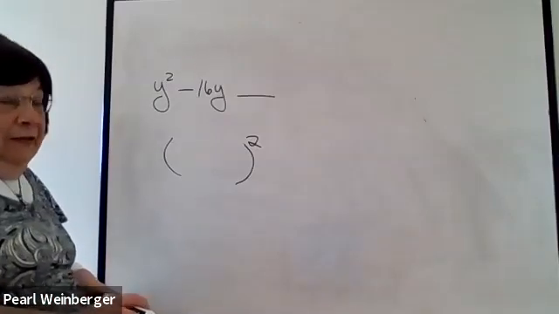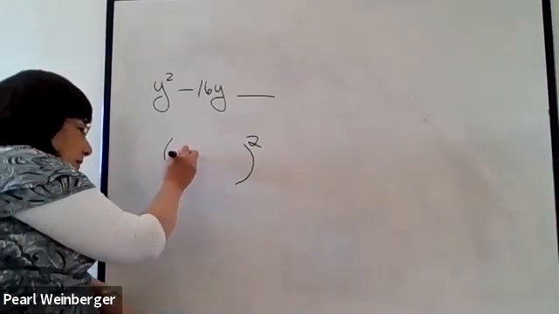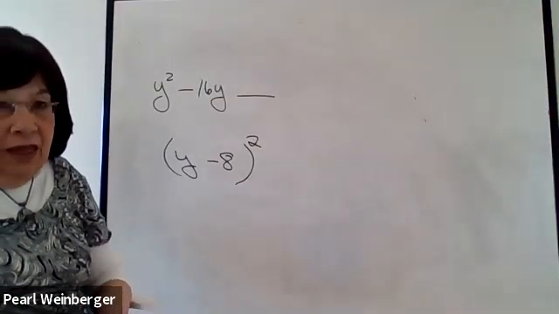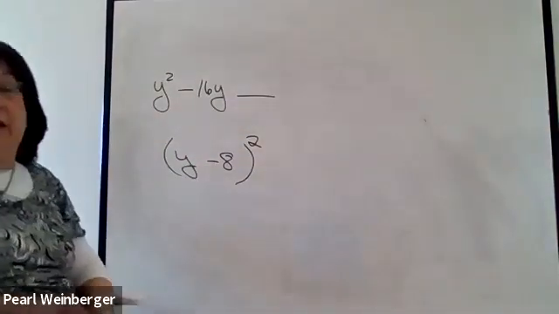Okay. I would have y minus 8. Well, I hope you would. Half of 16 is 8. How did you know it was 8? Because half of 16 is 8. Right, and it's minus because this is minus, right? Yes. And then 8 squared is 64. So it would be plus 64.